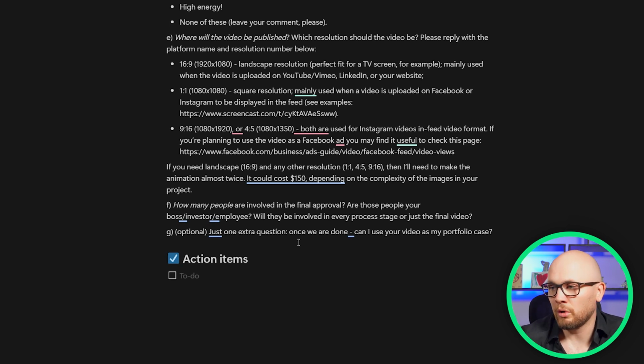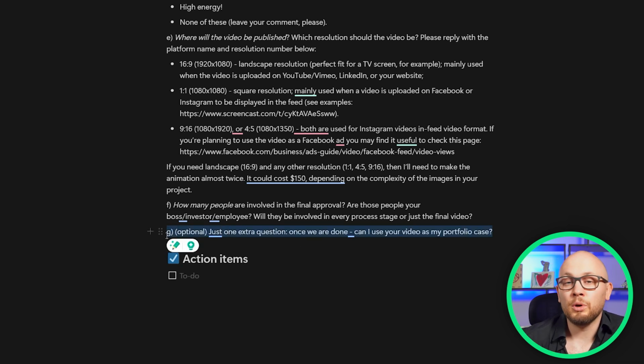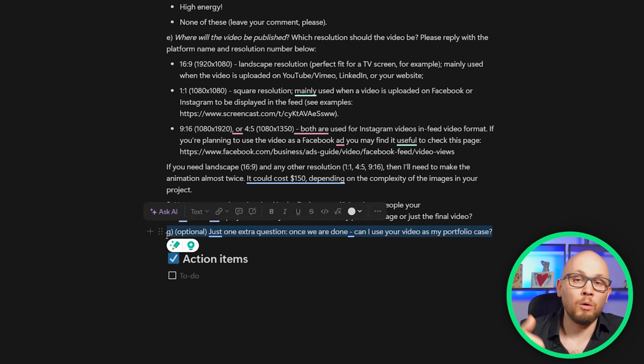And also it's quite important to ask this portfolio type of question. At this point, some of the customers may remember that, oh, by the way, no, I don't want you to share it in your portfolio. Or, let's sign an NDA or some extra agreement. And feeling protected is always good for a business relationship.